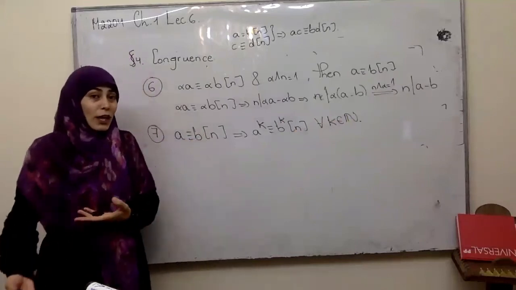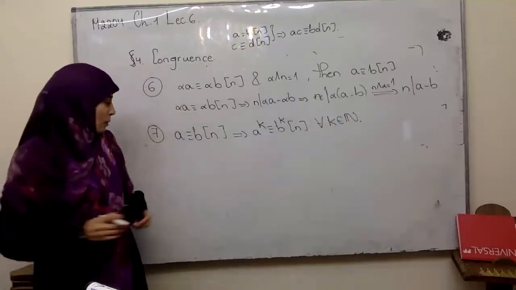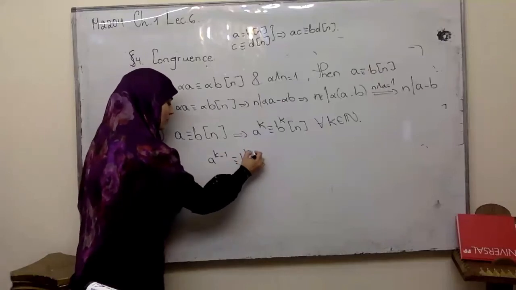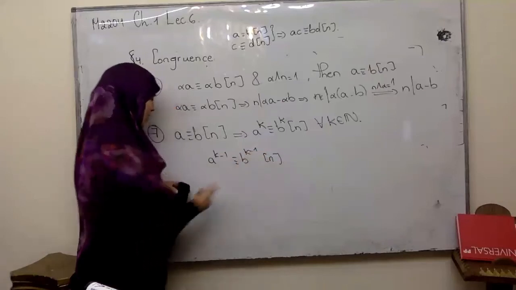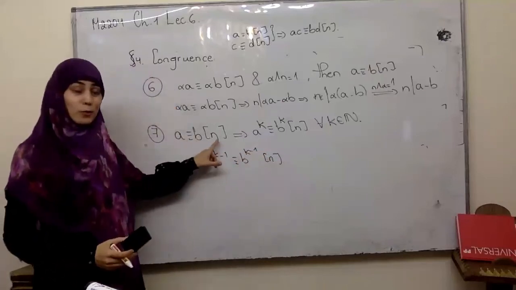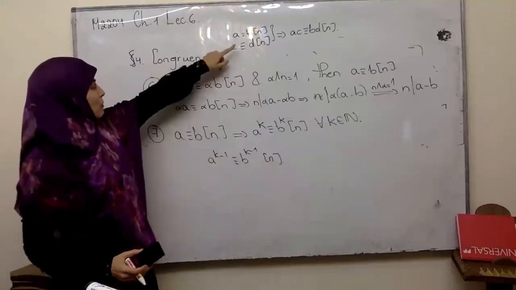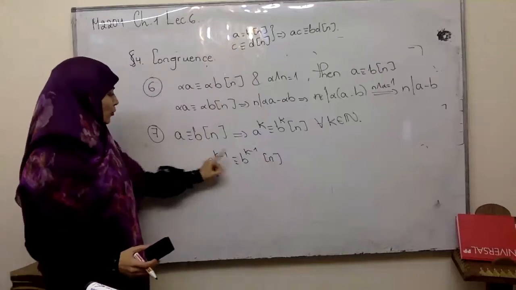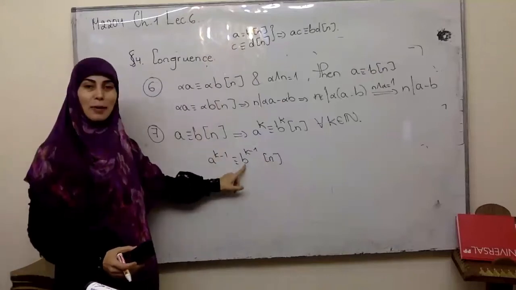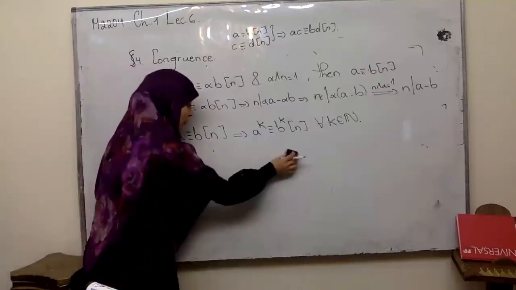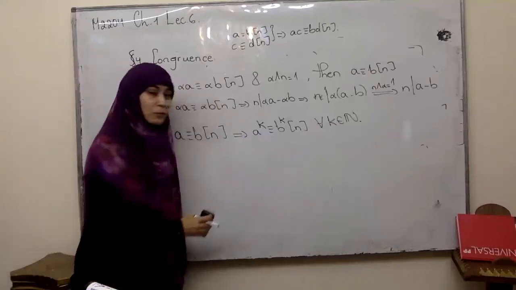I will assume this is true up to K minus 1. Let's say A^(K-1) is congruent to B^(K-1) modulo N. But what else do I have? A is congruent to B modulo N, so A times A^(K-1), by this property, is congruent to B times B^(K-1) modulo N. Okay, so it is a very important property.